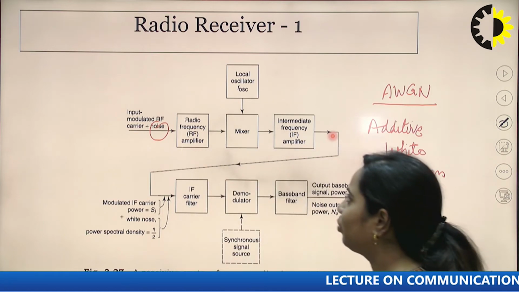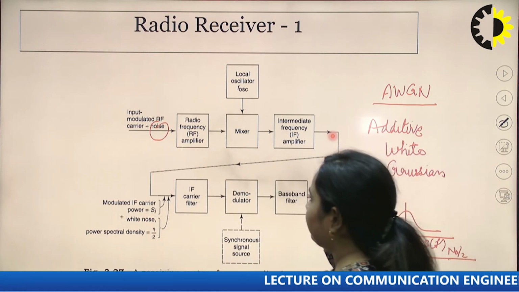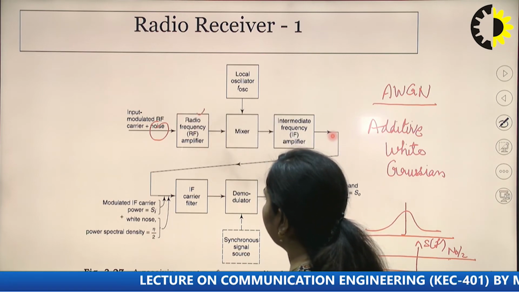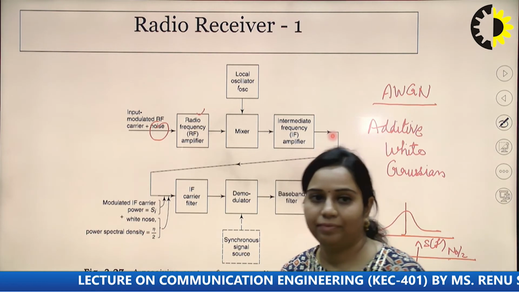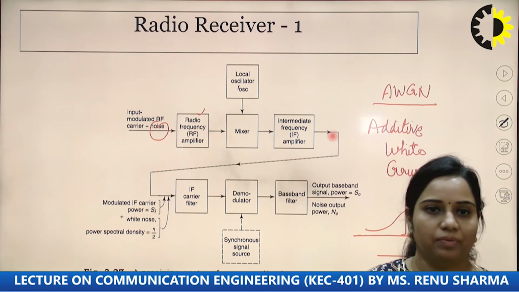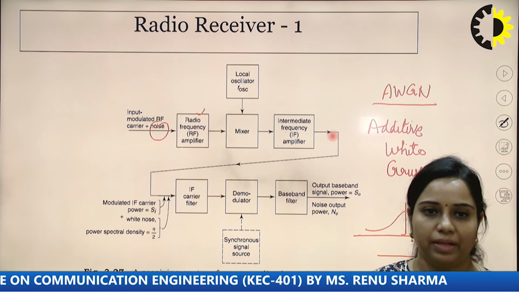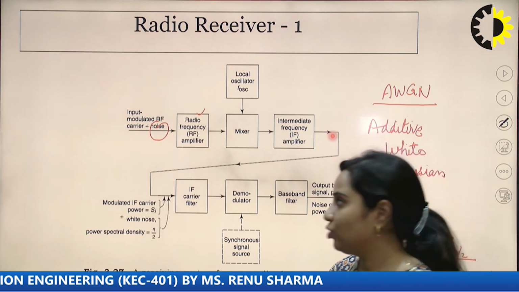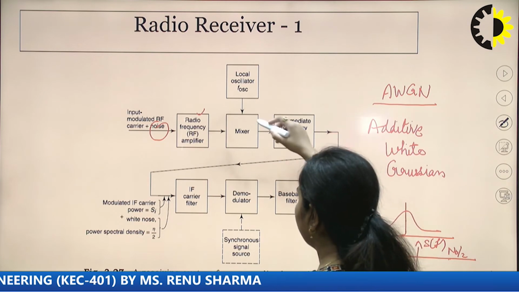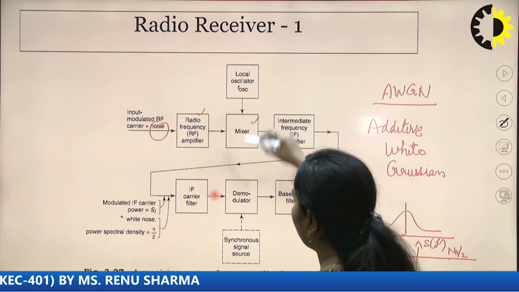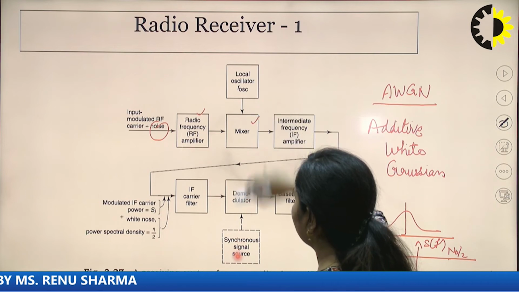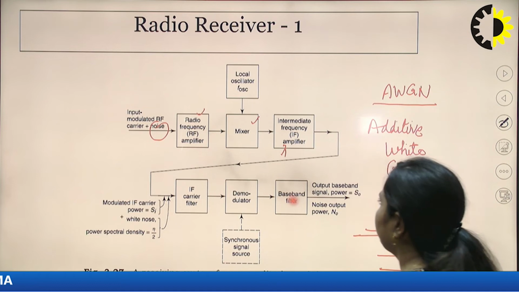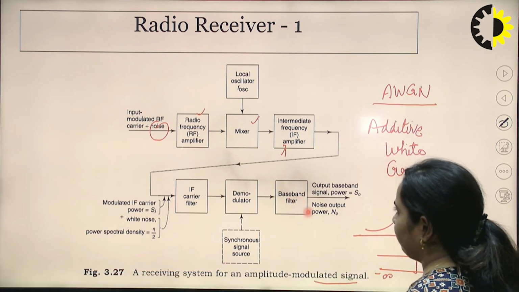Now we'll see what this radio receiver looks like. This is the input modulated waveform. It is first passed through a radio frequency amplifier. The first block of the superheterodyne receiver is a radio frequency amplifier, meaning an amplifier which amplifies in the frequency range of RF. It is then passed through this mixer. Mixer is another block, and it is applied to the local oscillator. Then there is the intermediate frequency amplifier, that is the IF amplifier.